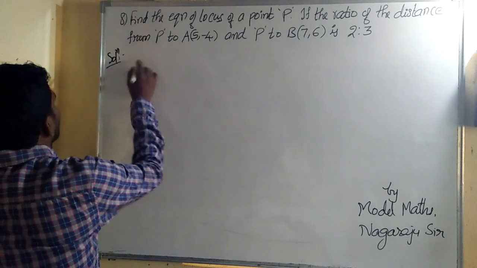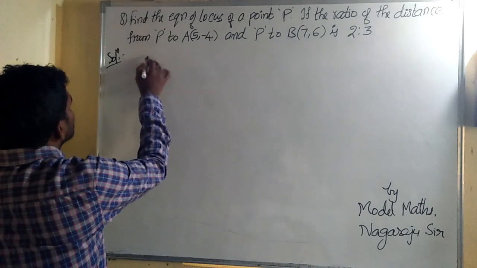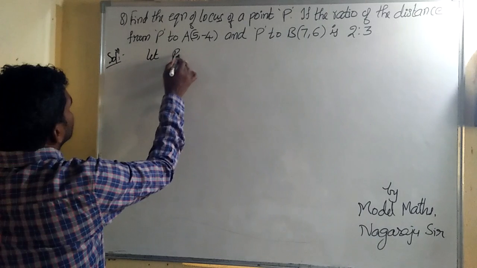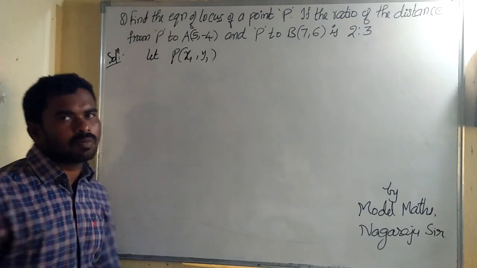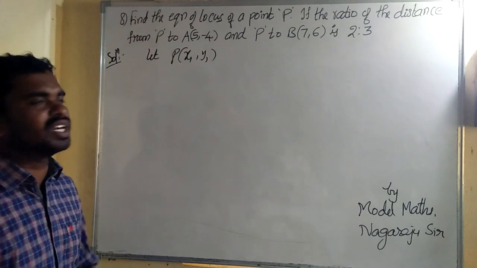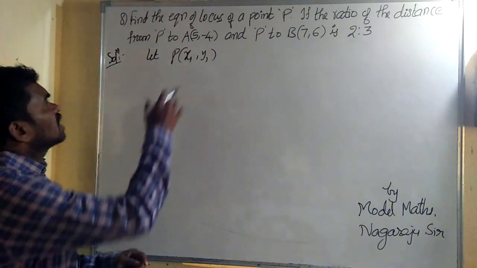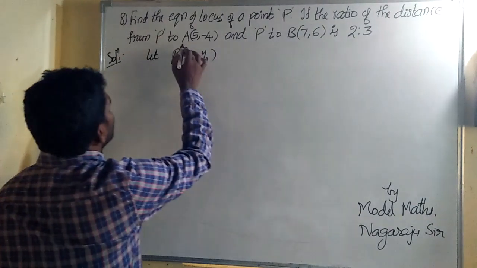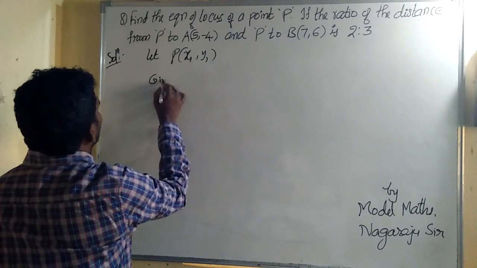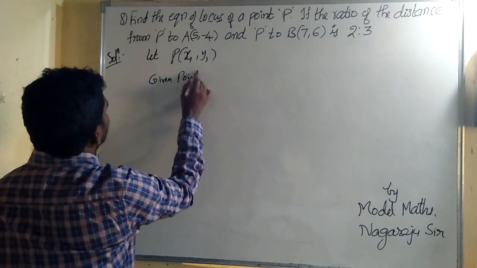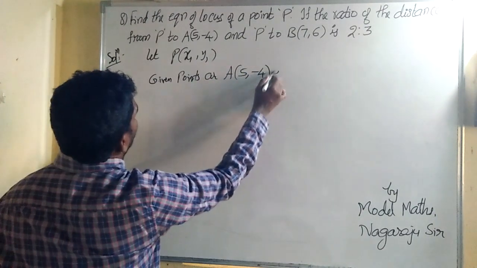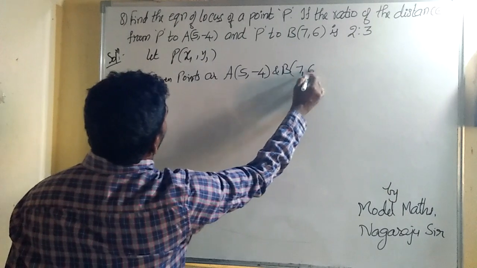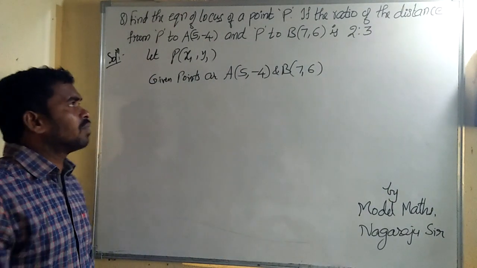In every question, as I already have told you, first of all, let the locus of point P be (x1, y1). First step. Then what are the given statements? What are the given points? So the given points are capital A (5, -4) and capital B (7, 6). These two are given points.